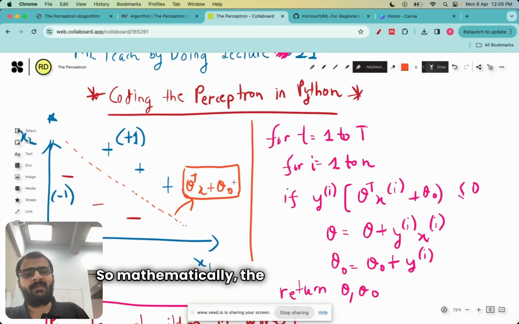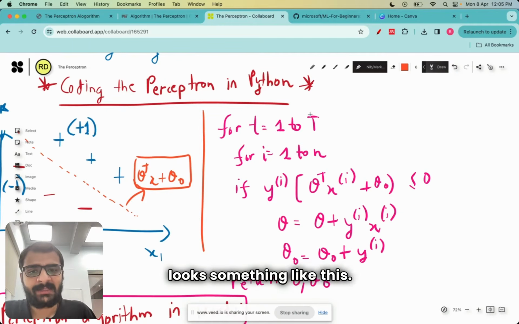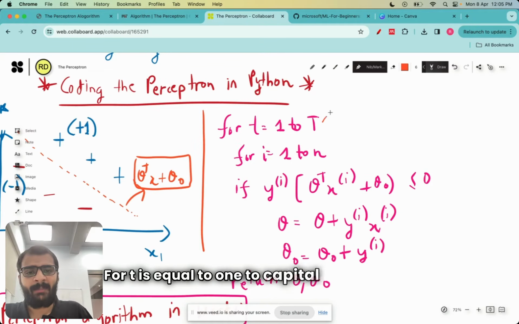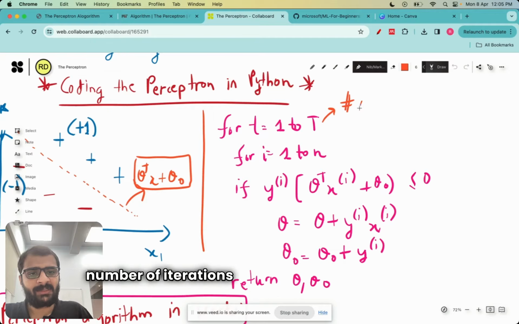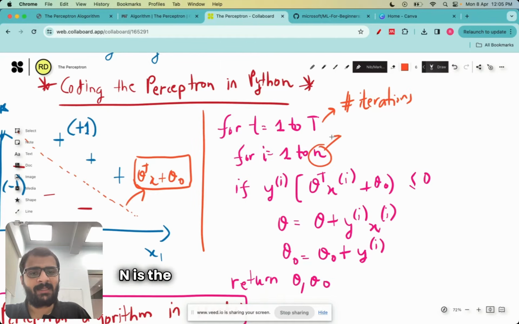So mathematically, the perceptron algorithm looks something like this. For t equal to 1 to capital T, which is the number of iterations, for i equal to 1 to small n, which is the number of training data points.